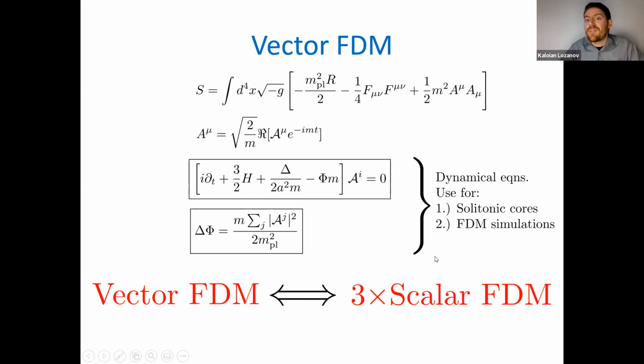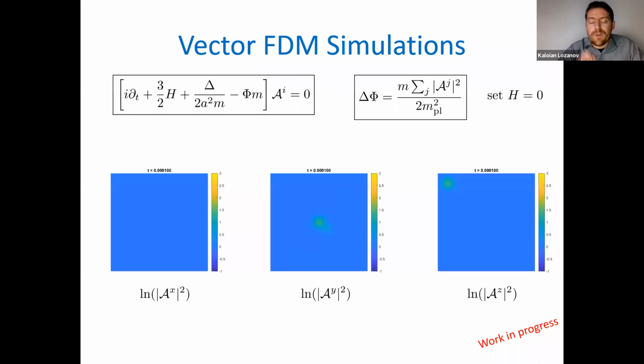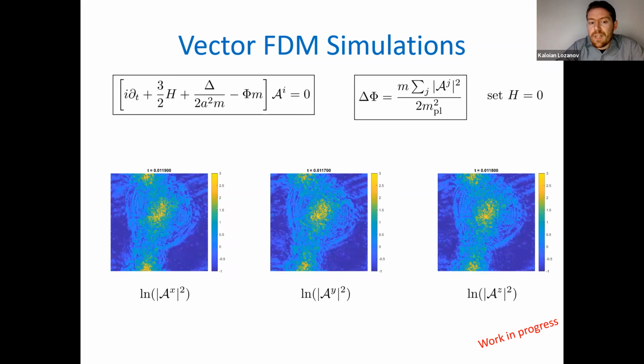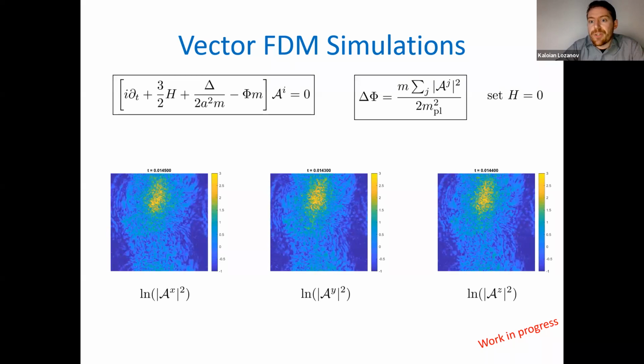And here I would like to share with you some very preliminary fuzzy vector dark matter simulations. So here we are solving the Schrödinger-Poisson system in a non-expanding background, and we are using arbitrary initial conditions for the fuzzy vector dark matter components. However, in the near future, we plan to run some fuzzy vector dark matter simulations with realistic initial conditions coming from well-motivated reheating scenarios featuring the production of fuzzy vector dark matter particles.